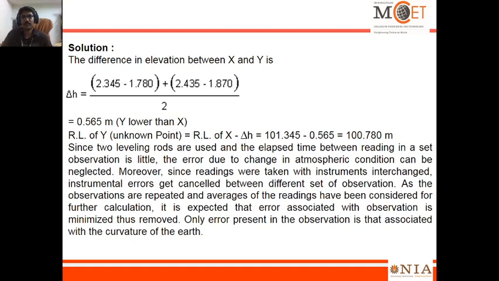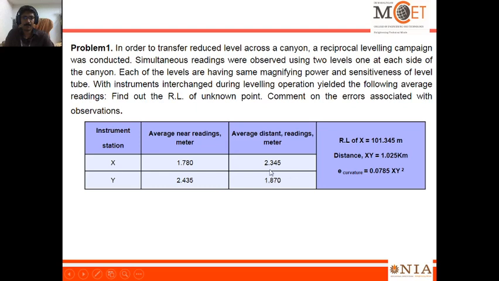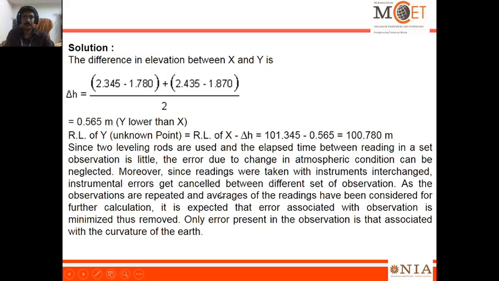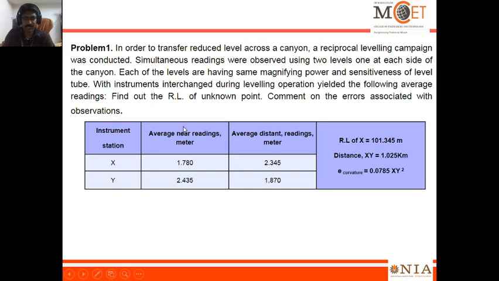So the solution is the difference in elevation we require. We need to determine the RL. So del H is equal to, we know the formula, x1 minus y1 plus x2 minus y2, by 2. Here x is the difference between these two and the difference between these two, right? So that has to be added and divided by 2. You obtain 0.56, but how is y lower than x? From the reading itself.